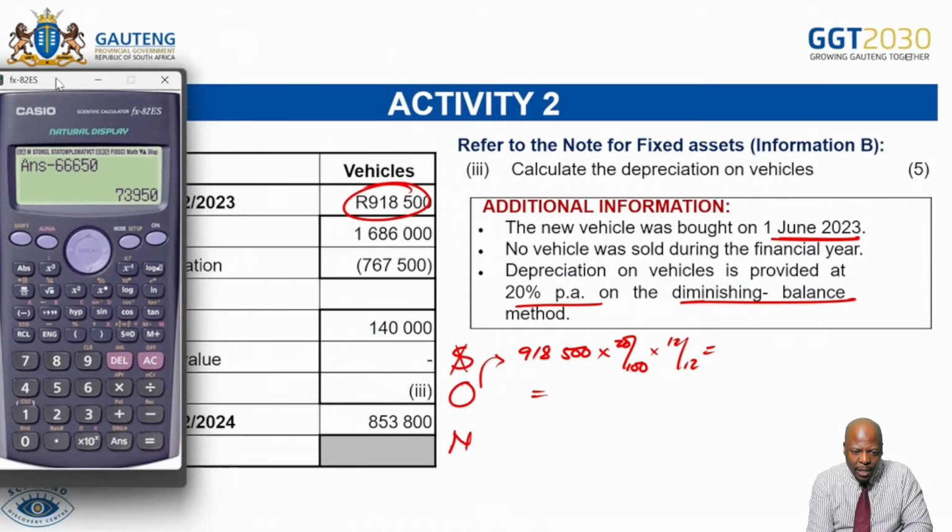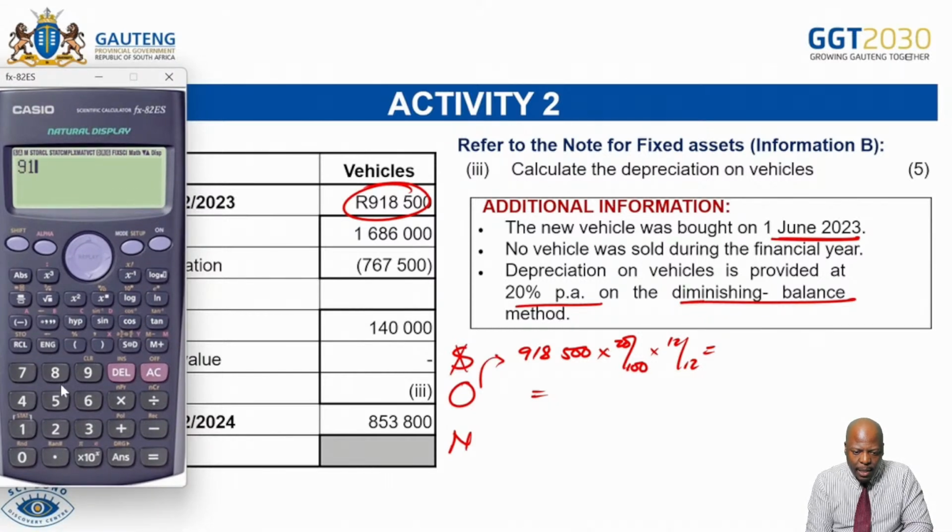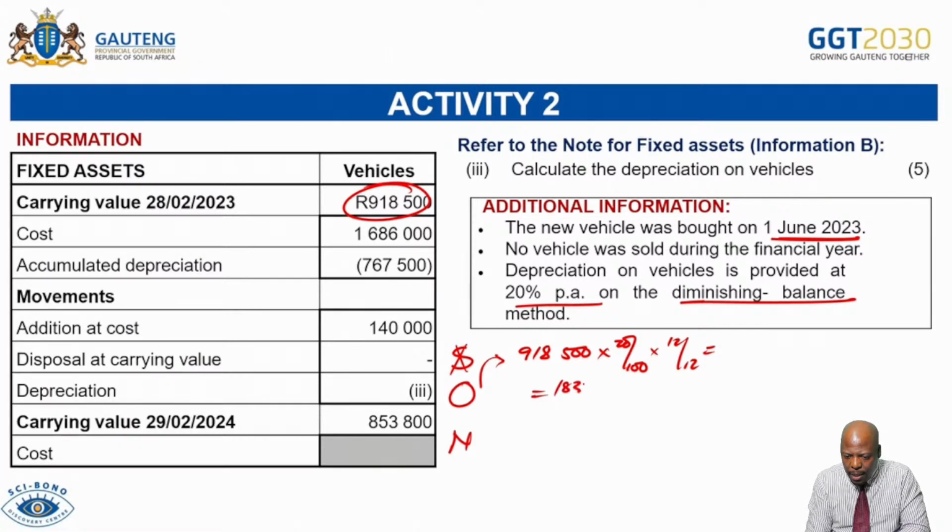So it's going to be 918,500 multiplied by 20%. That's going to give me 183,700. So here I have 183,700. If I am to get my depreciation here, I'm saying 183,700. Then I'm going to say plus.